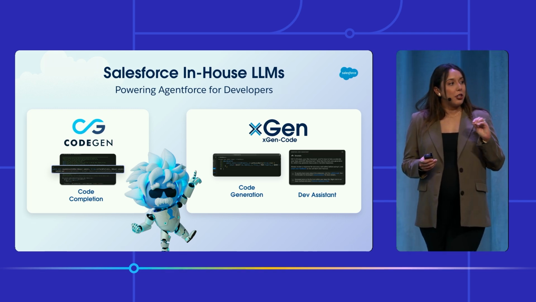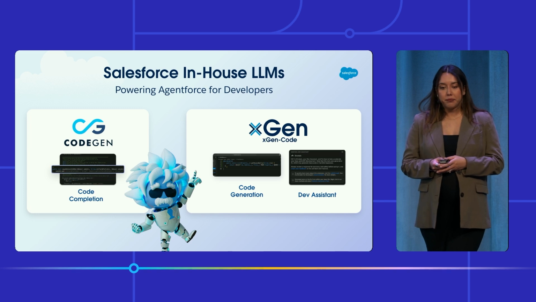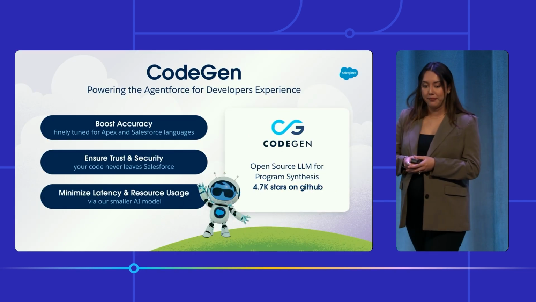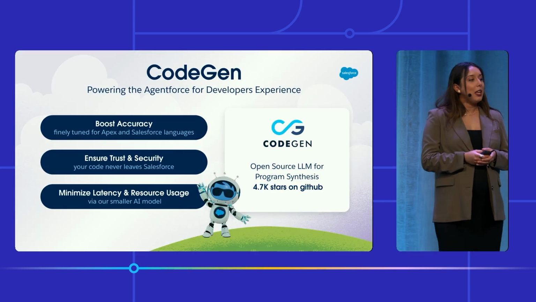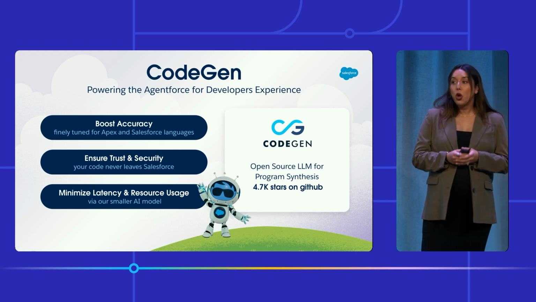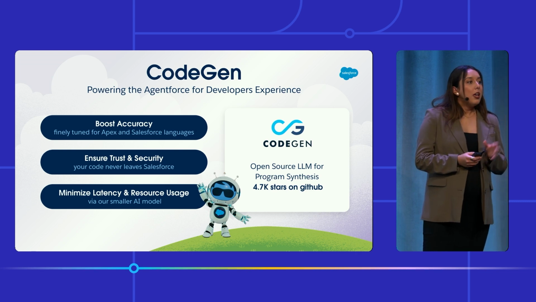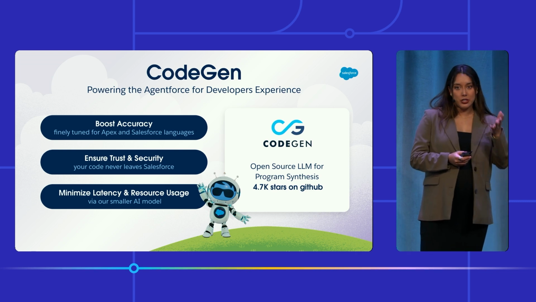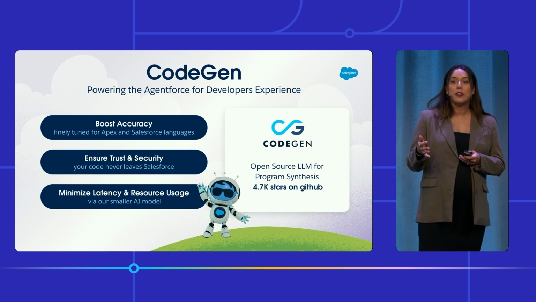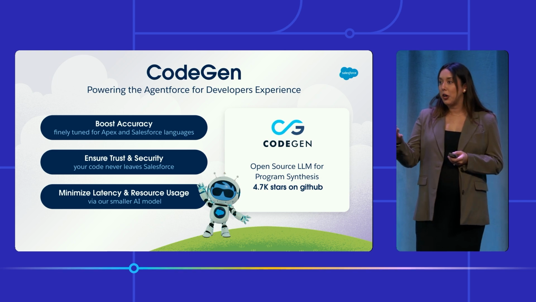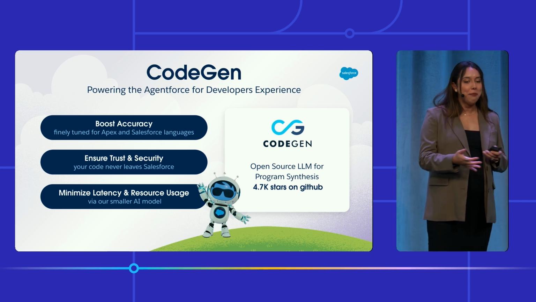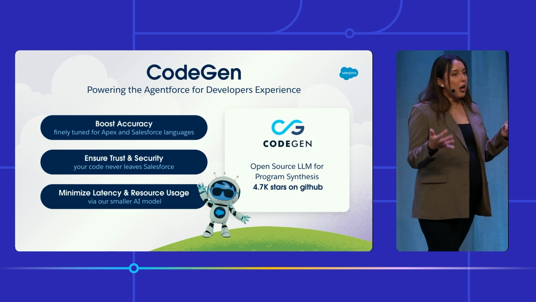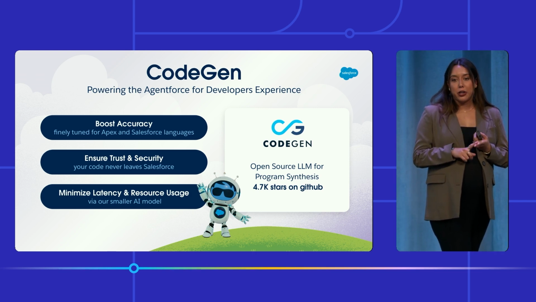So let's dive a little bit deeper into these models. So CodeGen. CodeGen is exactly what the name says. It's our code generating model. The fine-tuned version powers features like inline autocomplete, but it also powers features like code recommendations for Apex Guru, if you're familiar with that. So what makes this model really stand out is one, accuracy.